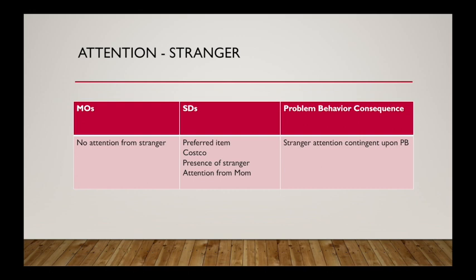This next condition will specifically test for the function of the stranger's attention. The MO will be no attention from the stranger, although she is in the proximity. Mom should also provide non-contingent attention. If the problem behavior occurs in this condition, the stranger will then provide vocal attention to the behavior.